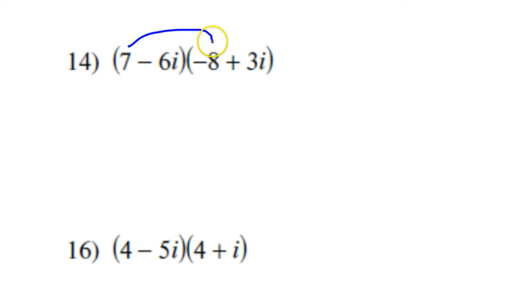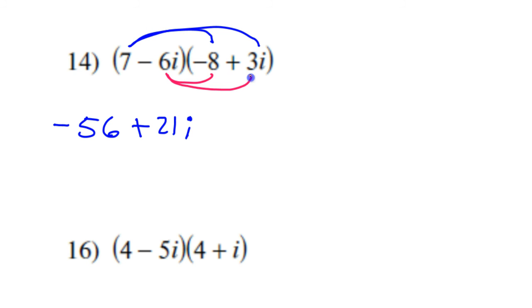And here again, we will have to FOIL this or double distribute. 7 times negative 8 is going to be negative 56. 7 times 3 is 21, so that's 21i. Now we will distribute the negative 6i. Negative times negative is a positive, so that's positive 48i. And negative 6 times positive 3 is negative 18. i times i is i squared.